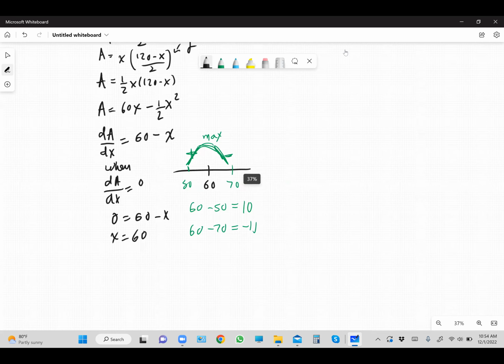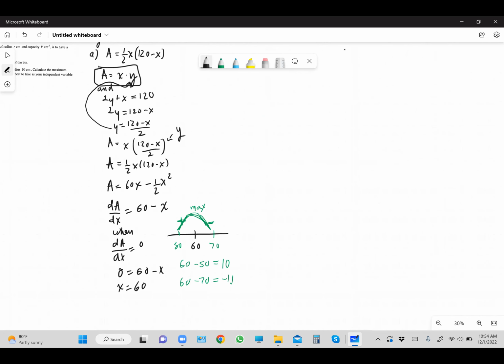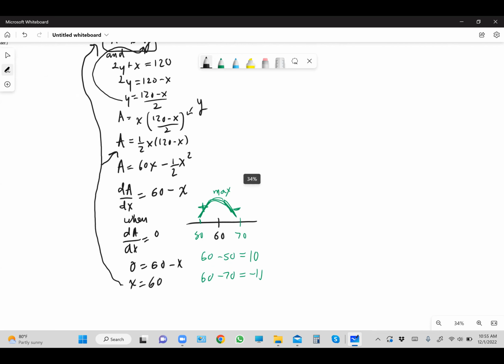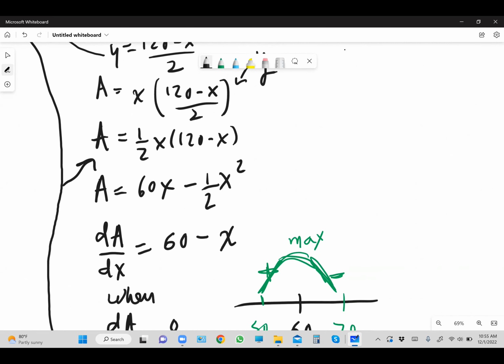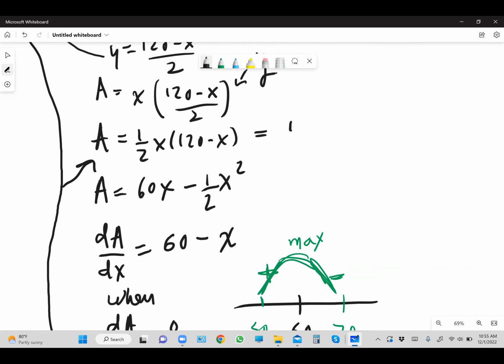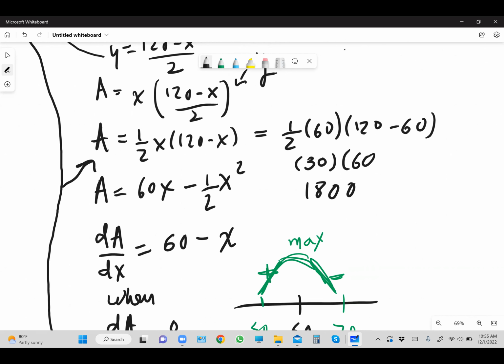So now all we do is we substitute 60 into here. Or you could put it right here. You can put it in either one. Let's put it in this one. Half times 60 times 120 minus 60. So that's 30 times 60. So the maximum area is 1800. And you're done. It's A. And that's it.